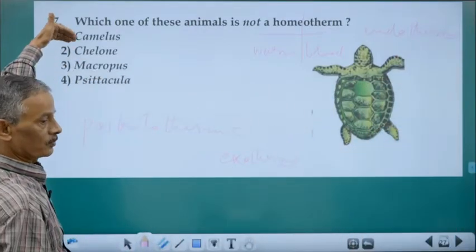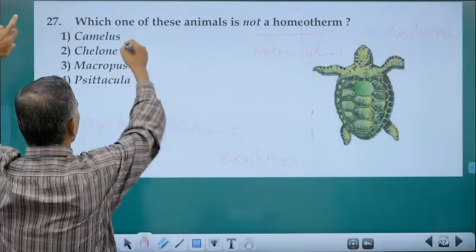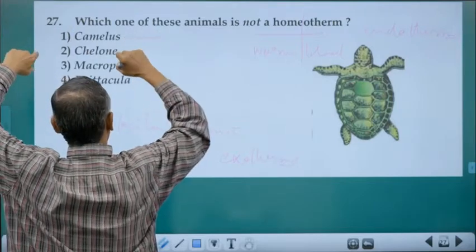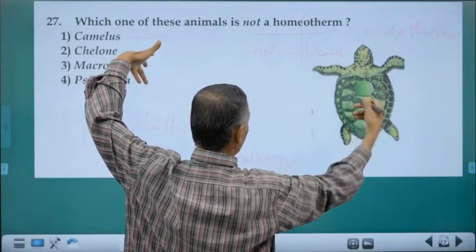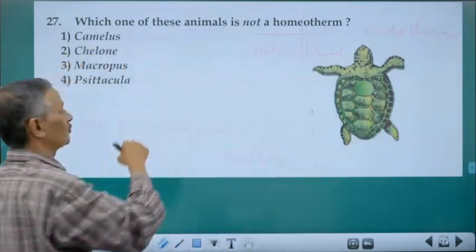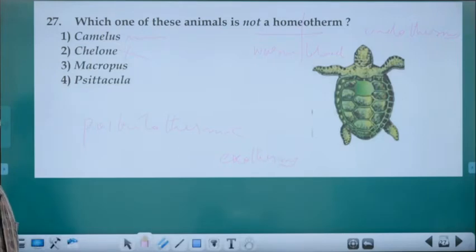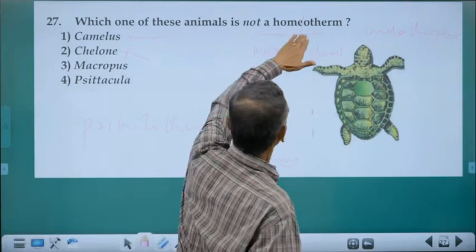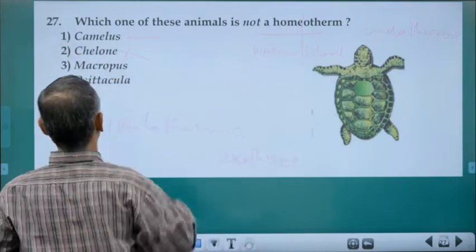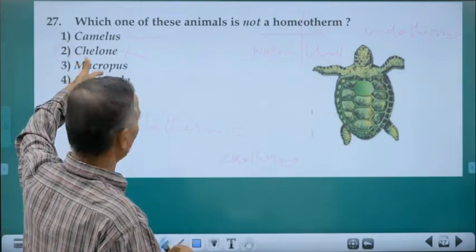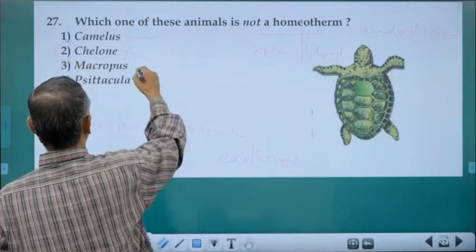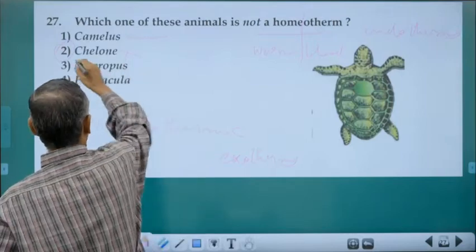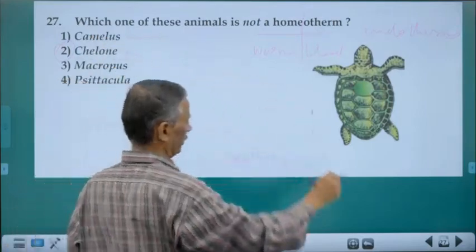So Camelus, camel, a mammal. So it is a warm-blooded one. Chelone, Chelone midas, Chelone imbricata, they are marine turtles, reptiles. They are not at all capable of producing heat. They are all cold-blooded. So not a homeotherm. That is the answer. Macropus, kangaroos, mammal, Psittacula, parrot is a bird. These are all warm-blooded. So who is cold-blooded? Chelone. That's the answer.